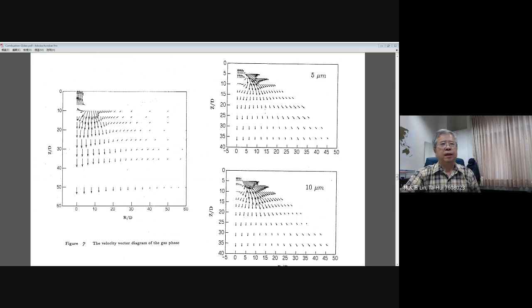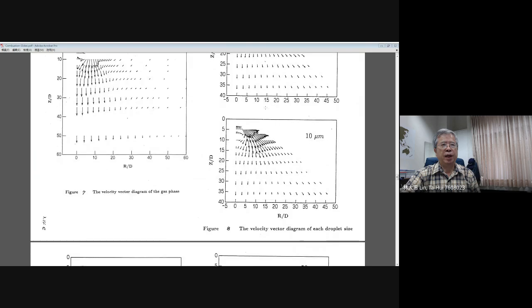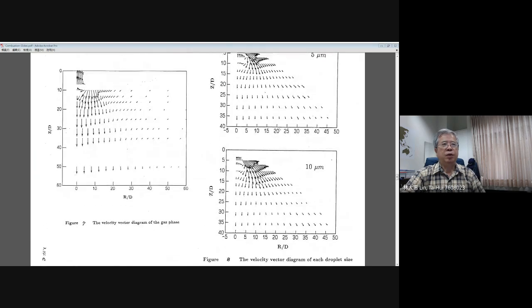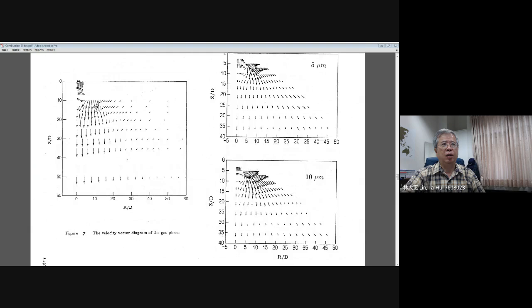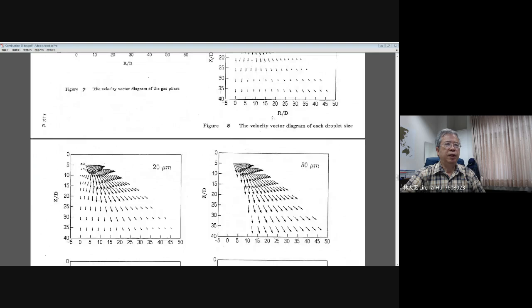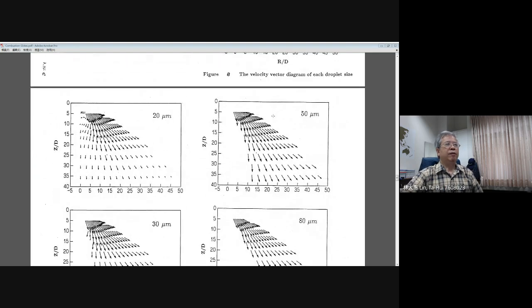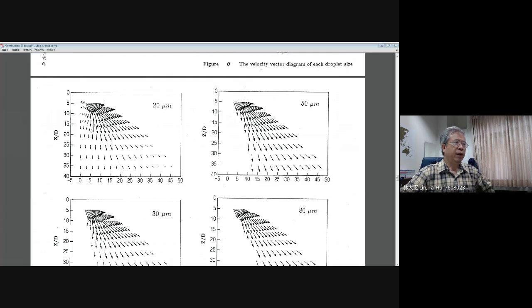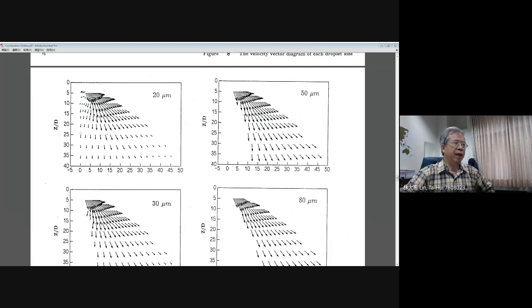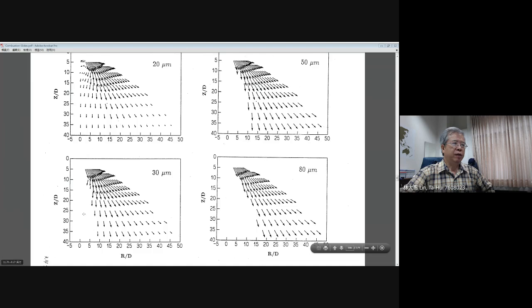Okay, and here we go to the next plot for the 10 micron. The velocity vector distribution is almost the same compared with the 5 microns. If you increase further to 20, 30, you can find out the velocity vector measurement data become different. For example, for the 30 micron, you do not have velocity vectors in the center region of the spray, and likewise for 50 microns and 80 microns.